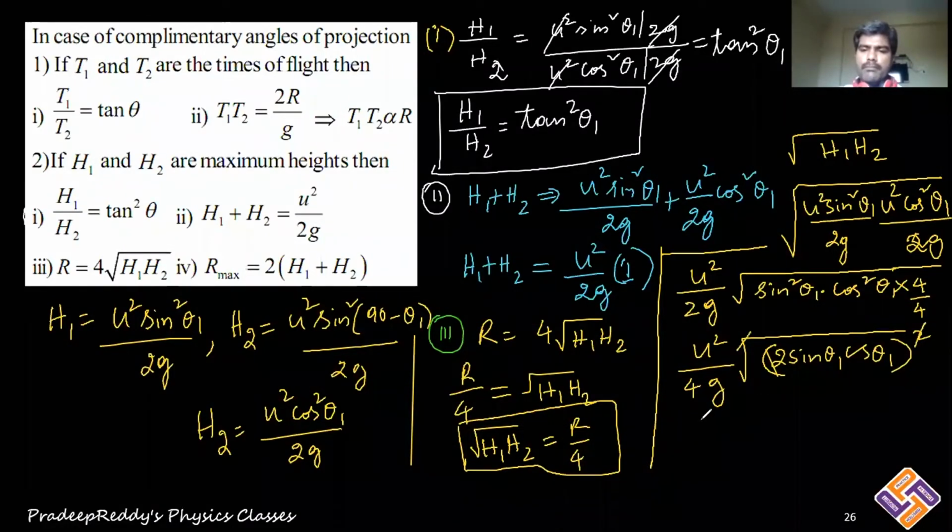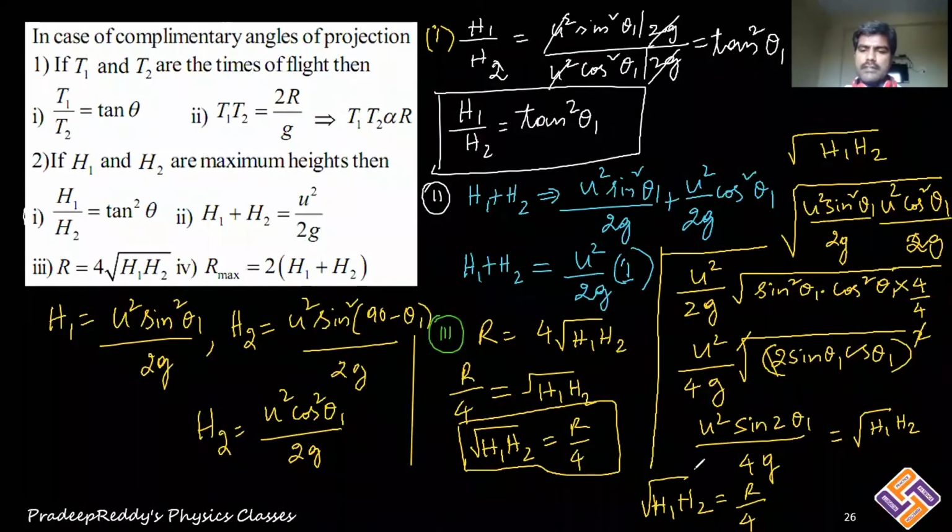What is left over? u square into sine 2 theta 1 divided by 4g is equal to under root h1 h2. What is u square sine 2 theta by g? That is equal to r. Therefore, under root h1 h2 is equal to r by 4. This is the proof for the given expression.